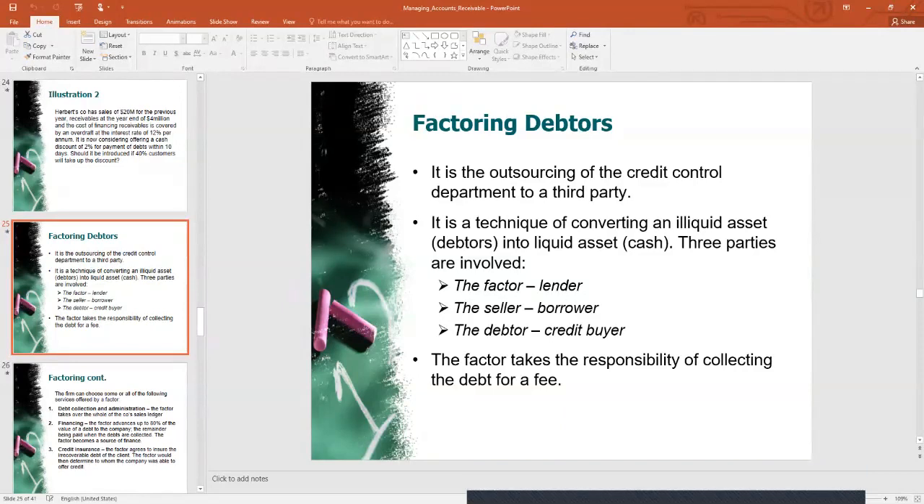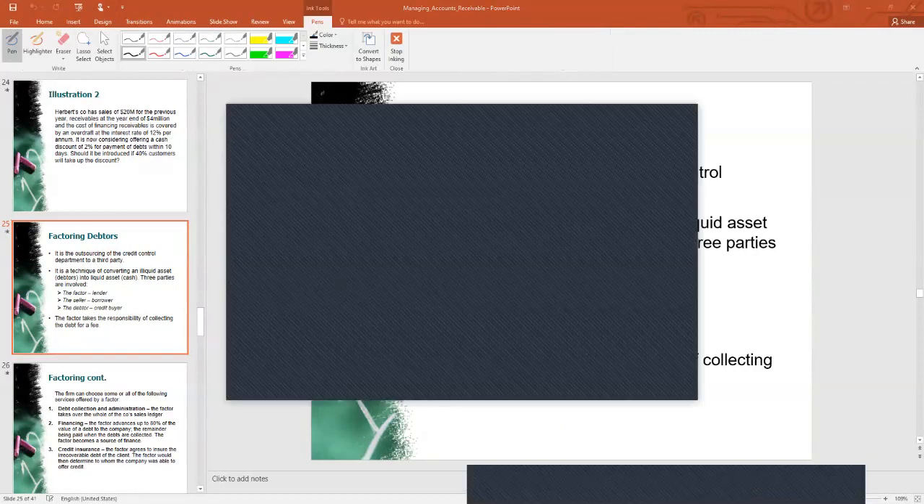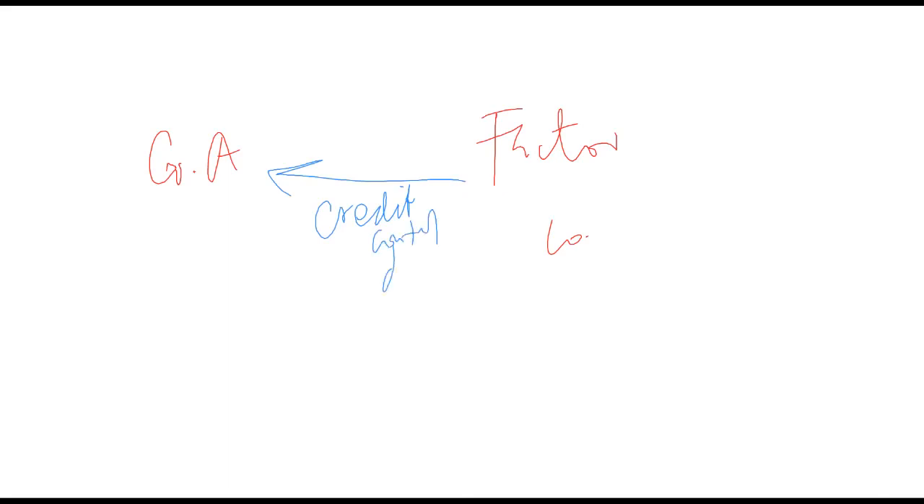Now, let me put a graphic here, rather, use my board here to illustrate. I hope that should make things a bit easier. So let me share my board here. You can have a case here. We have company A, and here we have the factor. Of course, the factor is also a company. So the company, instead of managing their account receivable, asks a third party, this factor, to come and manage our debt credit control department. So instead of company A managing their own department, they outsource it to the factor.